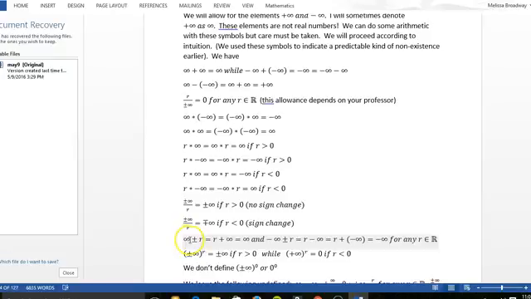And of course, common sense would tell me that infinity plus or minus r would just be infinity, it would be unaffected. Likewise, negative infinity would be unaffected.